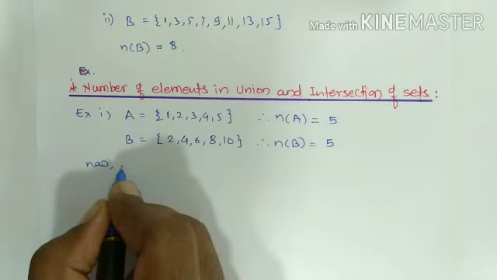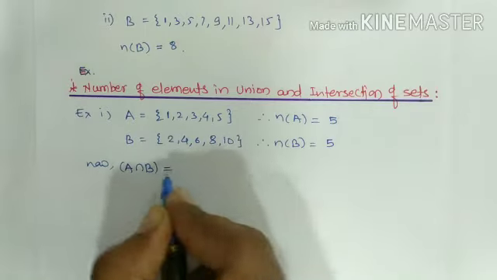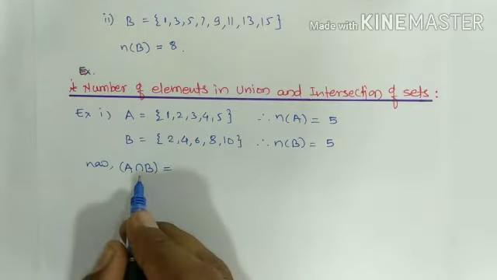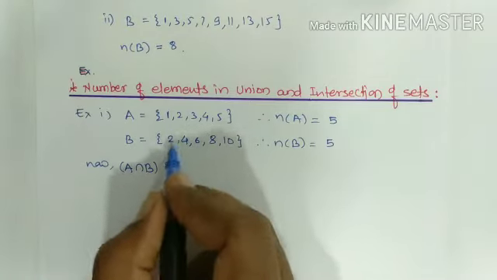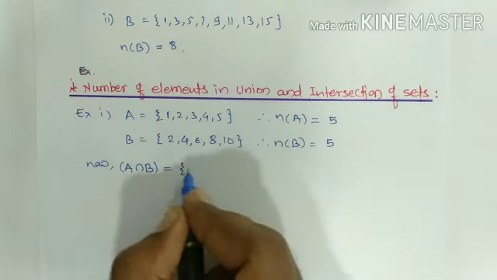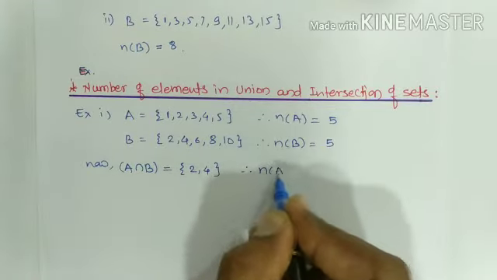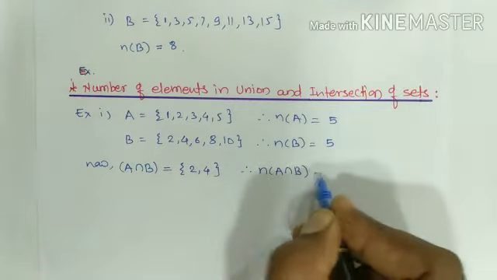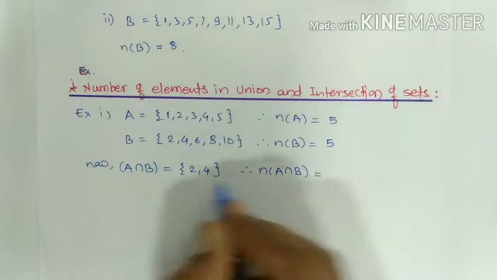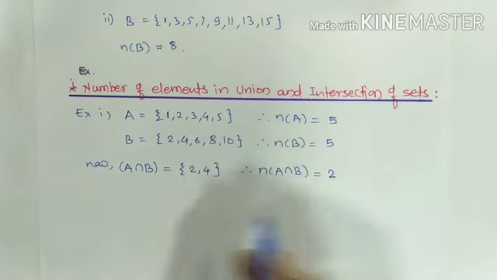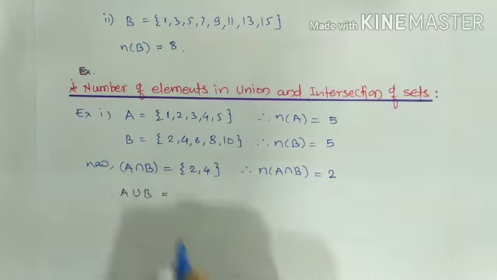Now we find A intersection B, the set of common elements. Which are the common elements in both sets? These are 2 and 4. Therefore n(A intersection B) equals how many elements in this set? There are 2.